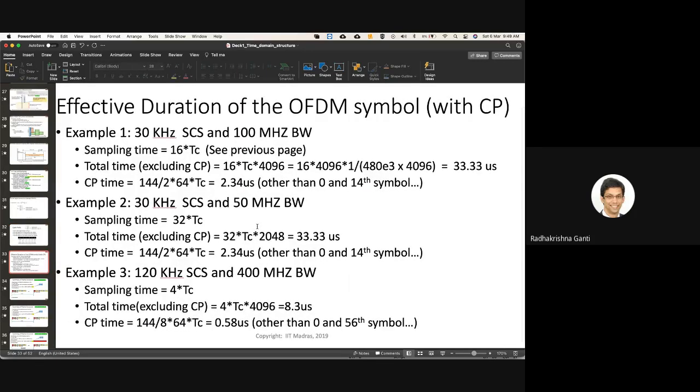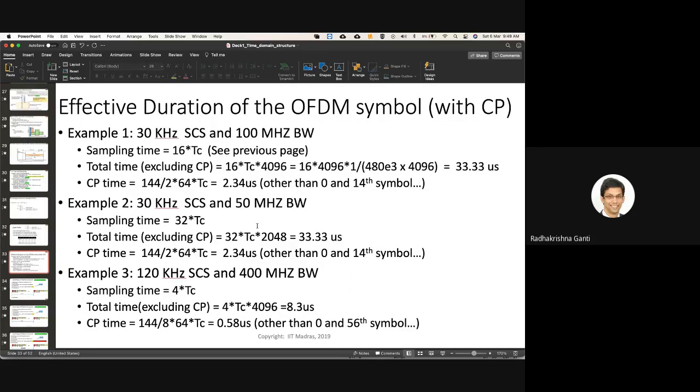So now let us do the effective time duration of the OFDM symbol with cyclic prefix. Let's just do this computation once. Let us focus on the 30 kilohertz subcarrier spacing and 100 megahertz bandwidth. Remember our sampling time was 16 TC. This is what we calculated. 16 TC was nothing but 122.88 megasamples per second.